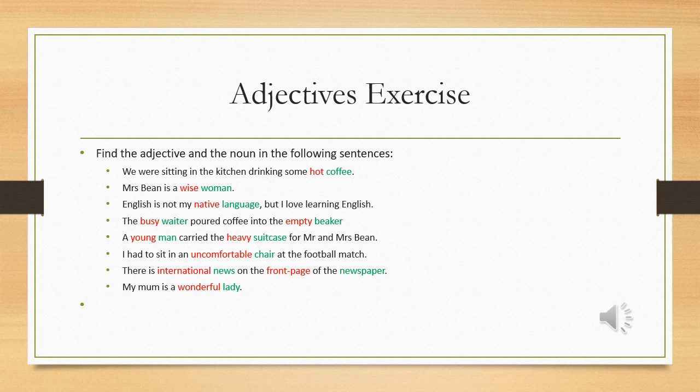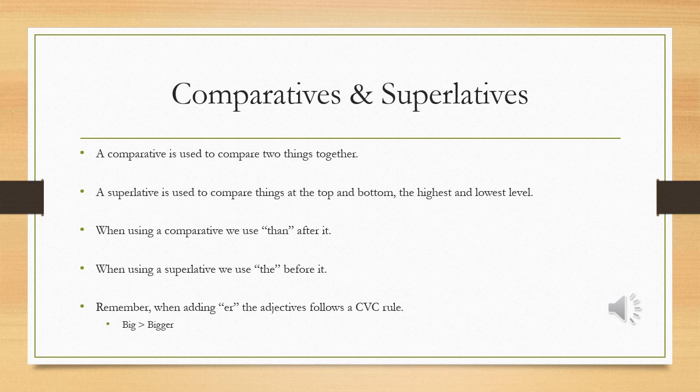Now let's move on. Next we're going to talk about comparatives and superlatives, which are a form of describing adjective used to compare two things. Both the comparative and the superlative are comparing things.